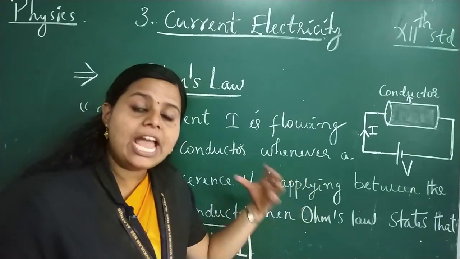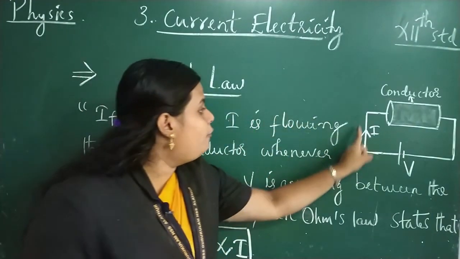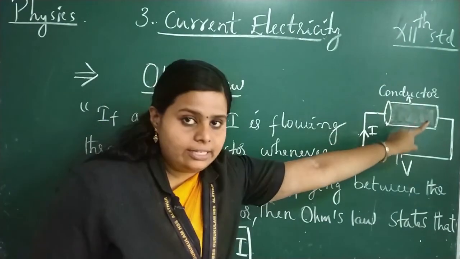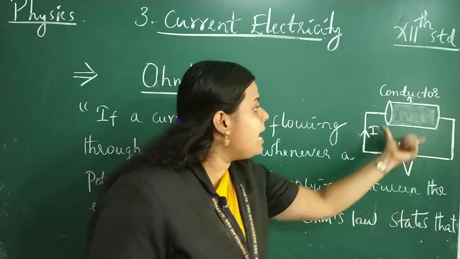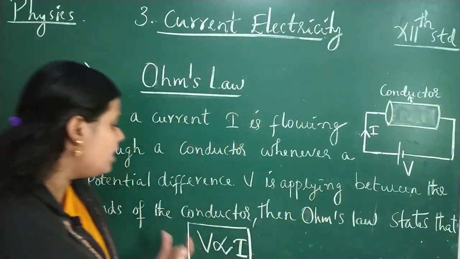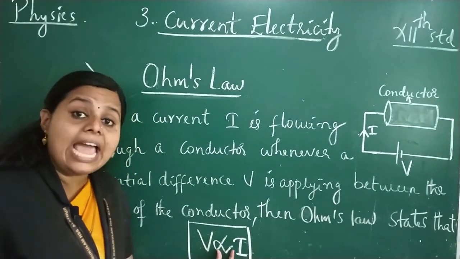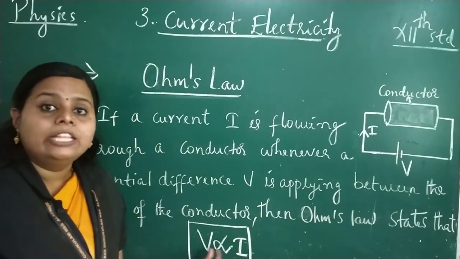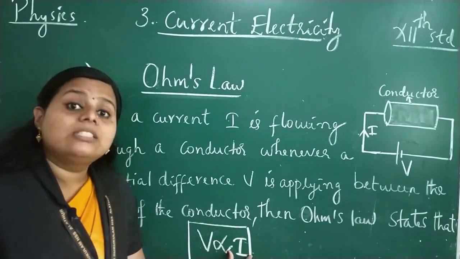Once again we can go through the statement of Ohm's law. If a current I is flowing through a conductor, whenever a potential difference V is applied between the ends of the conductor, then Ohm's law states that V is directly proportional to I. The potential difference V is directly proportional to the current I.